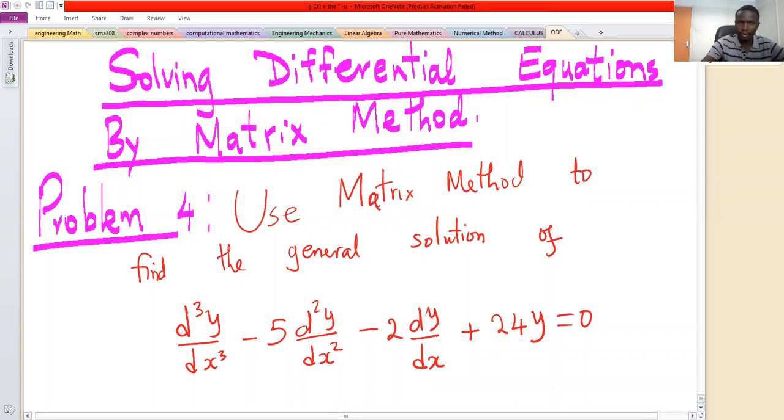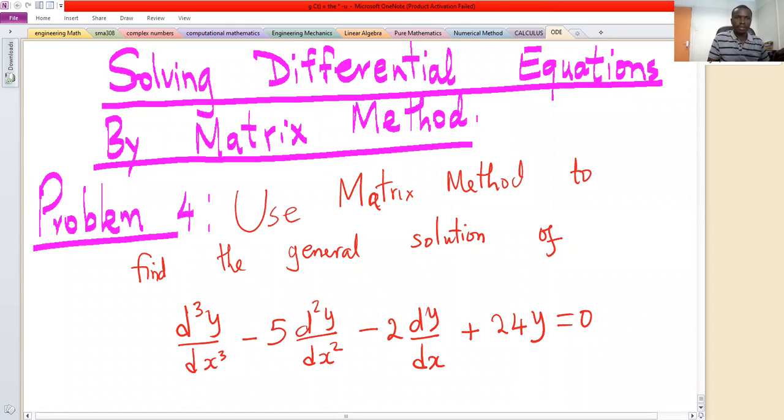Welcome to this session. In this session, we are going to do a problem involving solving a differential equation by the matrix method. So the problem is to find the solution by matrix method of d cubed y dx cubed minus 5 d squared y dx squared minus 2 dy dx plus 24y equals 0.